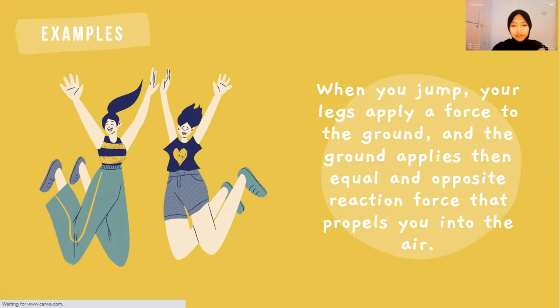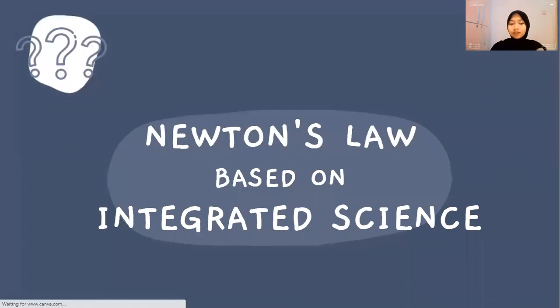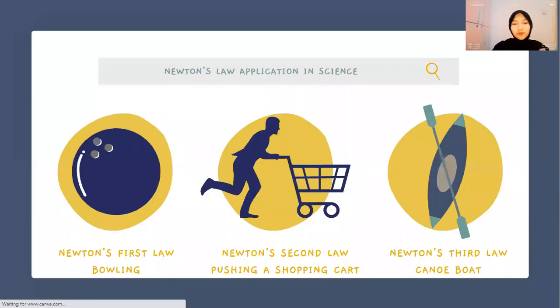And now you might be wondering about Newton's law based on integrated science. So, Newton's law application in science. First, I will explain Newton's first law, and I will take an example from bowling. A real example of Newton's first law is a bowling ball hitting the pins. The law states an object at rest will stay at rest until an unbalanced force acts on it. This is like the pins. The pins stay idle on the lane until the ball hits them.